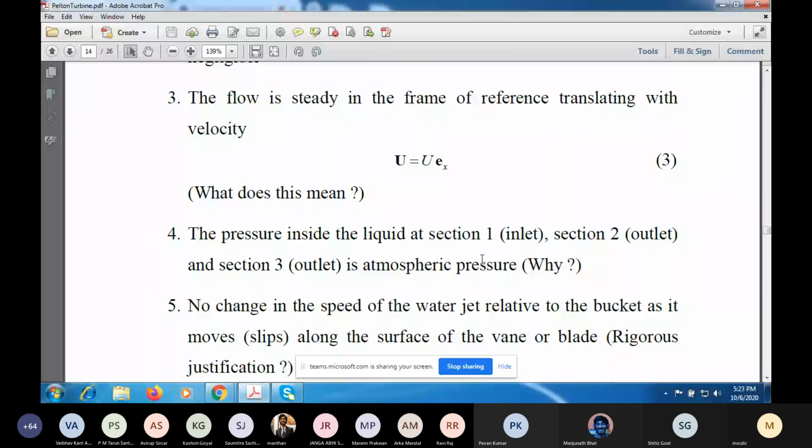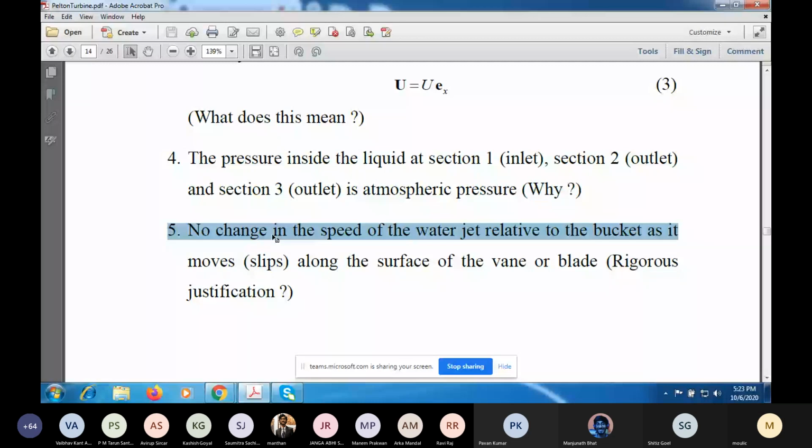And the fourth assumption I've already explained again in detail today. The pressure inside the liquid at section 1, 2, and 3 will be atmospheric pressure, and I've discussed the reasons why. Now, if you look at Fox and McDonald, they'll make a simple assumption without any justification. They'll assume that there is no change in the speed of the water jet relative to the bucket as it slips along the vane or bucket. So I've given you a rigorous justification of this in the previous class by deriving Bernoulli's equation in the translating frame.